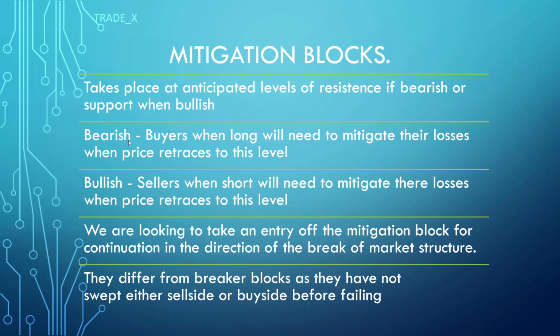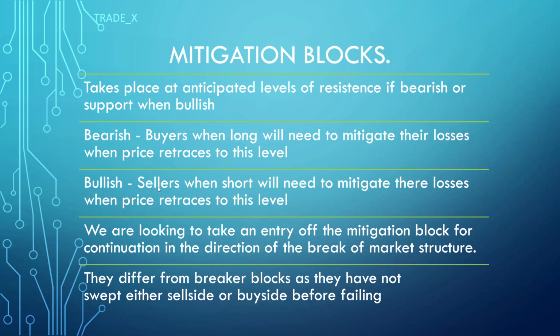So bearish. Buyers when long will need to mitigate their losses when price retraces to this level, right? So if a buyer has gone long, when price comes back and has retested that level, which quote unquote retail believe is support, right? And it's broken through. When it retraces up into that level, they will want to mitigate their losses. They'll want to get out and cut their ties, right? So that is why it's called a mitigation block.